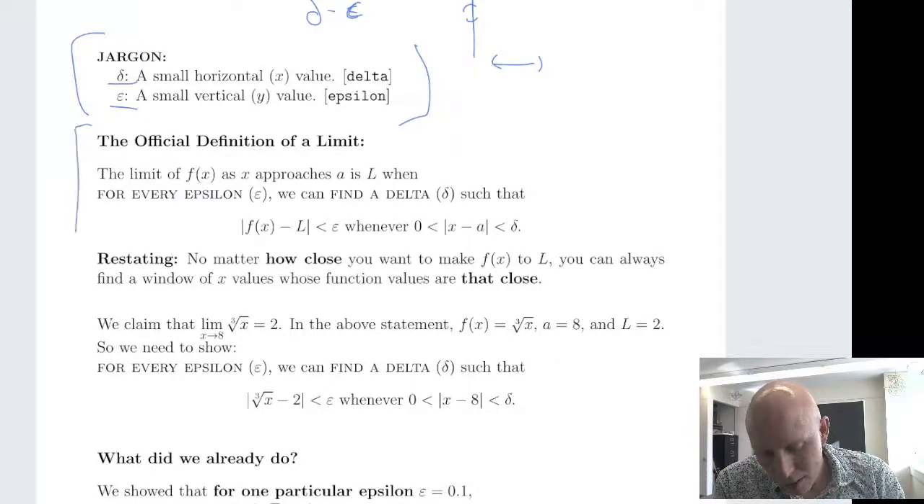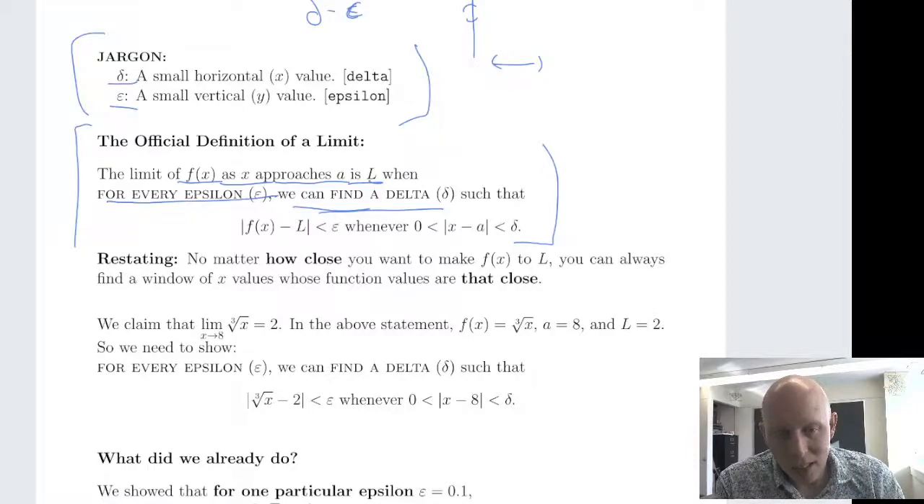The official definition of the limit says, the limit of f of x as x approaches a is equal to L when, for every epsilon, for every small vertical y value, we can find a delta where the distance between f of x and L is less than or equal to epsilon, whenever the distance between x and a is less than delta.